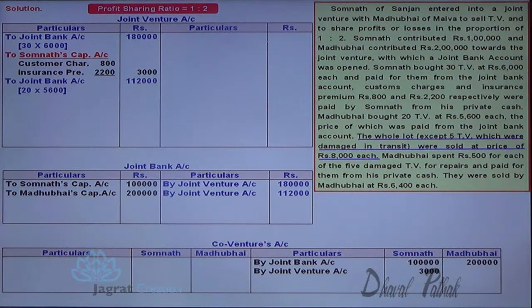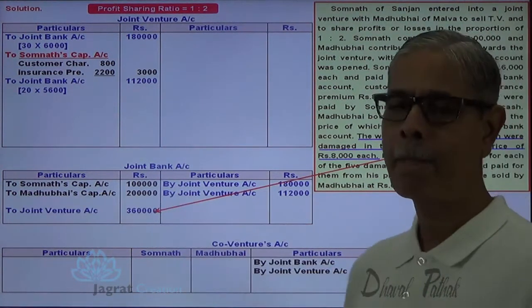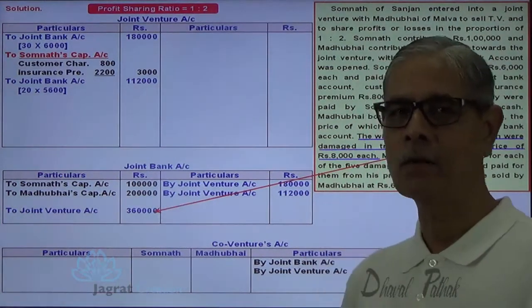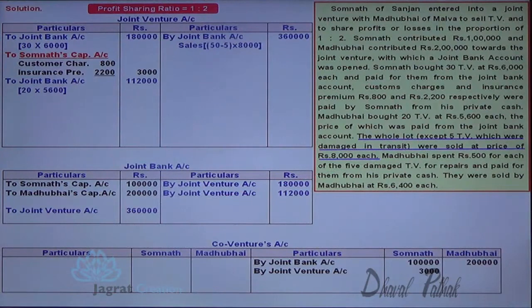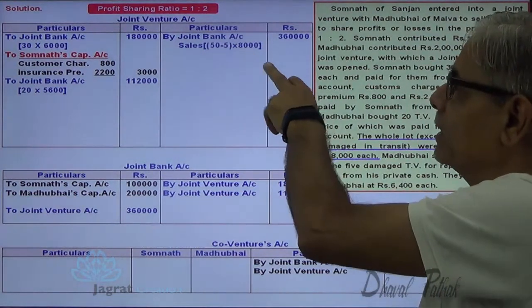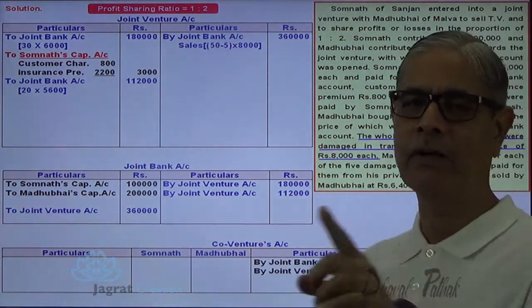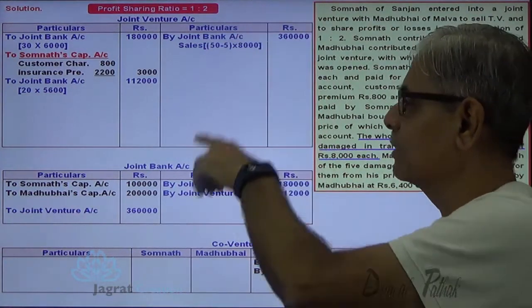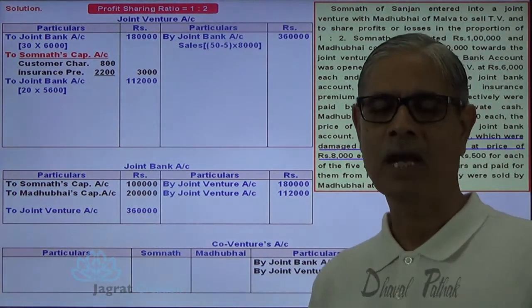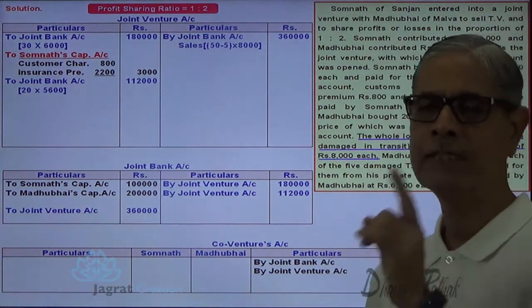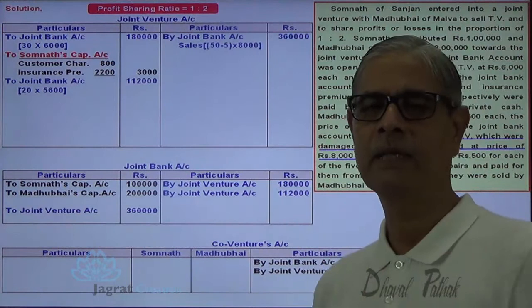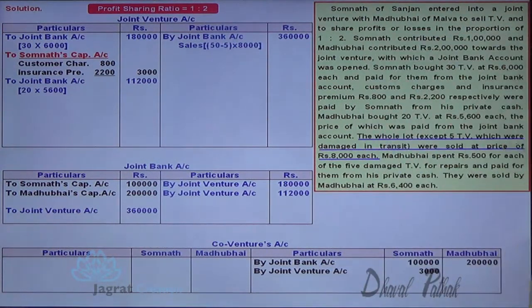The amount received will be deposited in joint bank account. So joint bank account debit, how much? 45 into 8,000. It is a sales. So joint venture account is to be credited. And so joint venture account is credited with the sales. 50 minus 5, 45 into 8,000, so 3,60,000. The sales proceeds are deposited in the joint bank. So joint bank account debit, sales is not credited to sales account, but it is to be credited to joint venture account, because it's a short duration partnership.